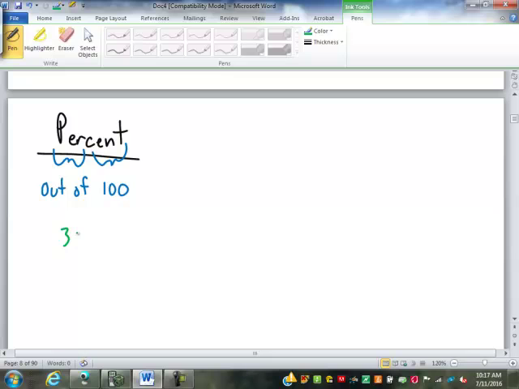So if I list 38%, that literally means 38 out of 100. Now we've talked a little bit about ratios already. 38 out of 100, what's a short way of expressing that? 38 over 100, yes. In fact, it is that simple. That is how you change a percent into a fraction. It is simply out of 100, so you put it over 100.